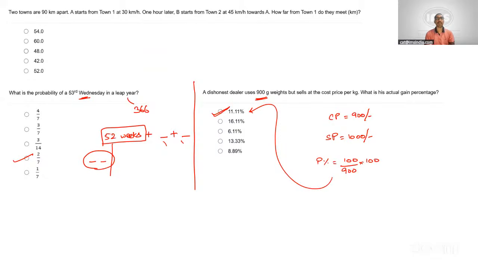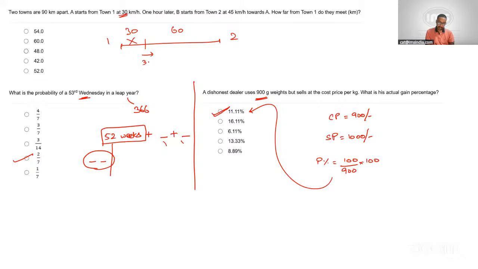Two towns are 90 kilometers apart. A starts from town 1 at 30. 1 hour later, B starts from town 2 at 45. How far from town 1 do they meet? Okay, town 1, town 2. A starts at 30. 1 hour later means that 30 is cut off. So now they are only 60 kilometers apart.